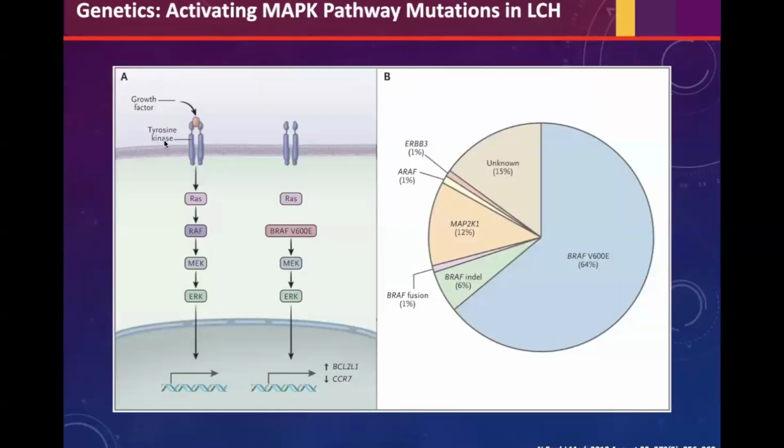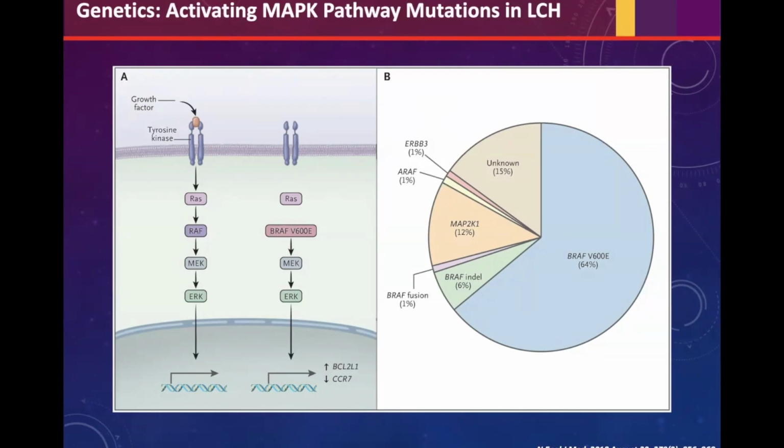In this slide, we can see the activation of the MAPK pathway mutation. So we see the growth factor, the tyrosine kinase, which then leads to activation of RAS, then activation of RAF, then MEK, and then this kinase. This kinase is an extracellular signal-regulated kinase, the ERK.